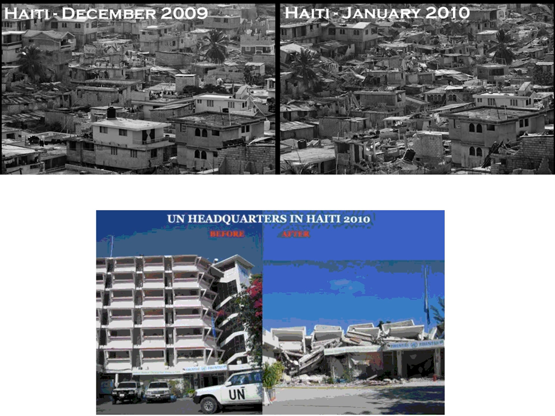And another one here that we've got is the differences between December 2009 and January 2010. So at the top we've got quite a devastating impact of the earthquake here. At the bottom, this starts to impact on how people can manage the earthquake. So we have the United Nations headquarters in Haiti in 2010, a before and an after, and you can see that afterwards it just collapses like a pack of cards, which also impacts upon how the area is able to manage the earthquake.